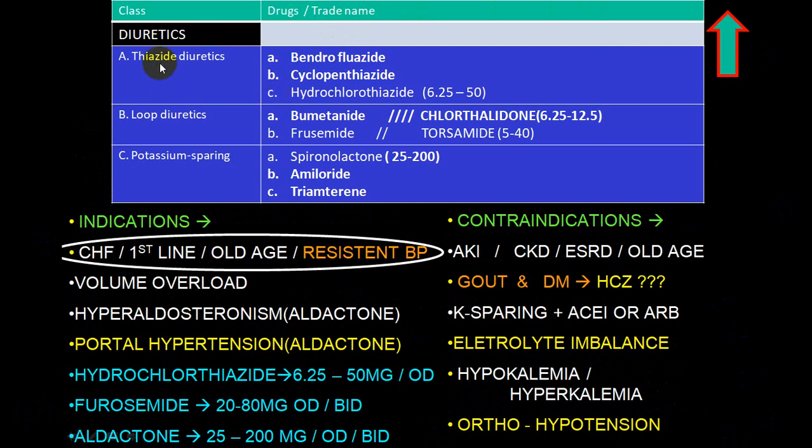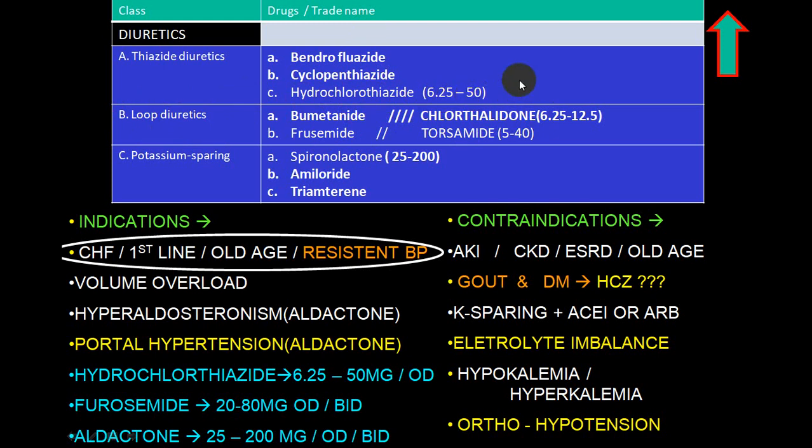Now we come to diuretics. In diuretics, we have got thiazide diuretics, loop diuretics, and potassium sparing diuretics. By and large, the maximum diuretic which is being utilized is a loop diuretic, which can be furosemide, which can be torsemide, which can be chlorthalidone. So the commonest diuretic which is utilized is chlorthalidone, which has got an advantage over hydrochlorothiazide.